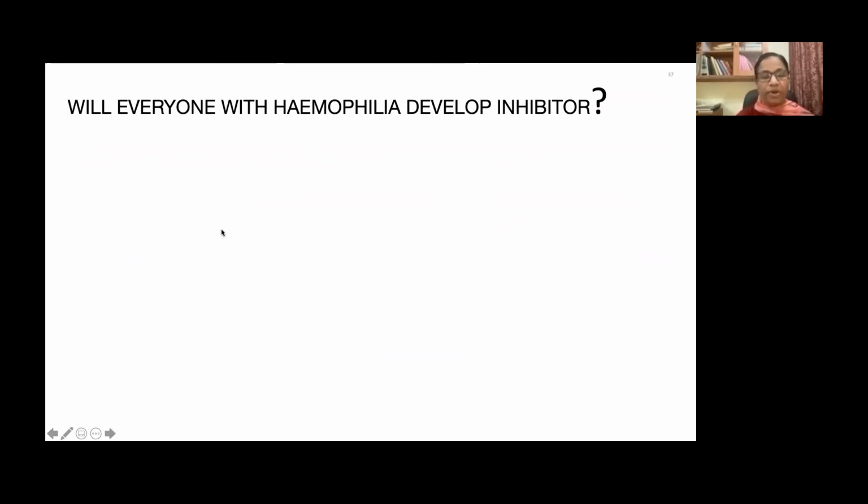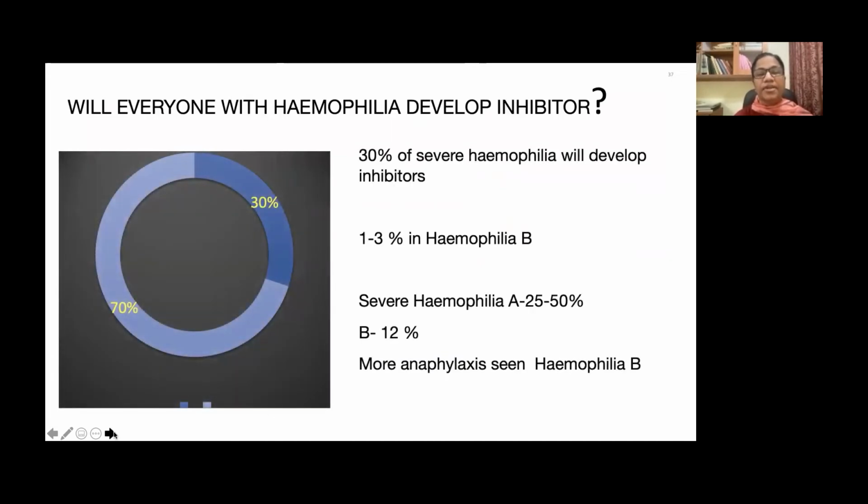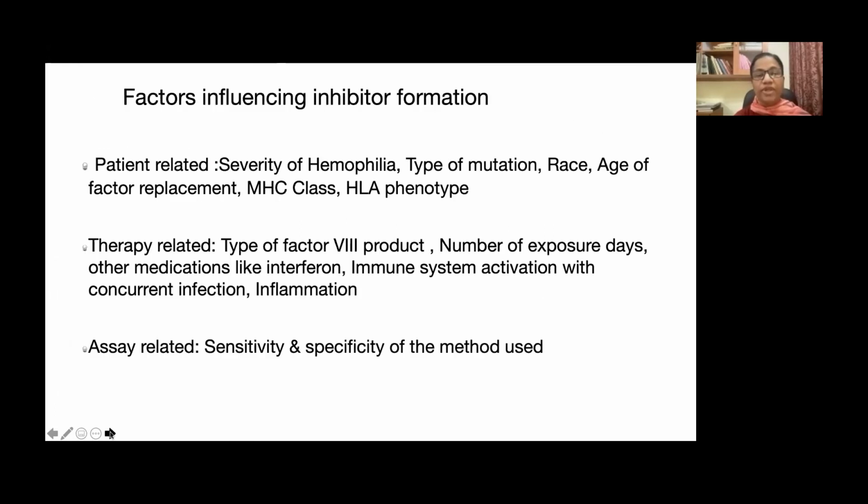That is very important. As I have already mentioned, 30% of those with severe hemophilia can have inhibitors, and 1 to 3% in hemophilia B. In case of severe hemophilia A, it is 25 to 50%, and in B it is 12%. It is not that rare. More anaphylaxis is seen with hemophilia B.